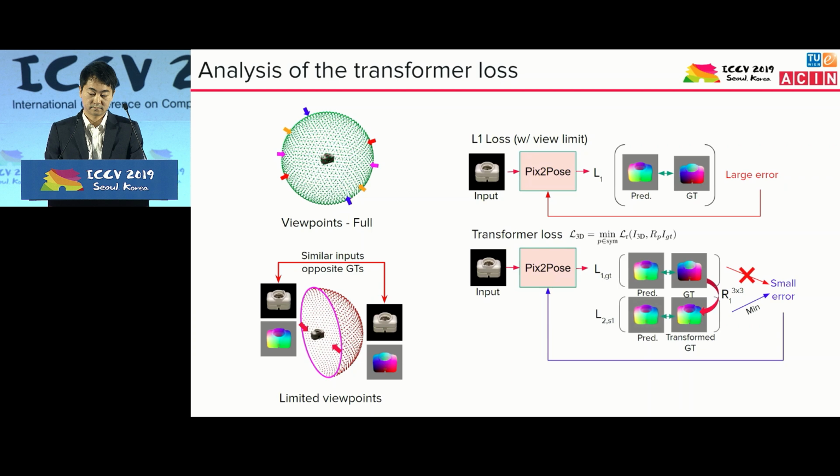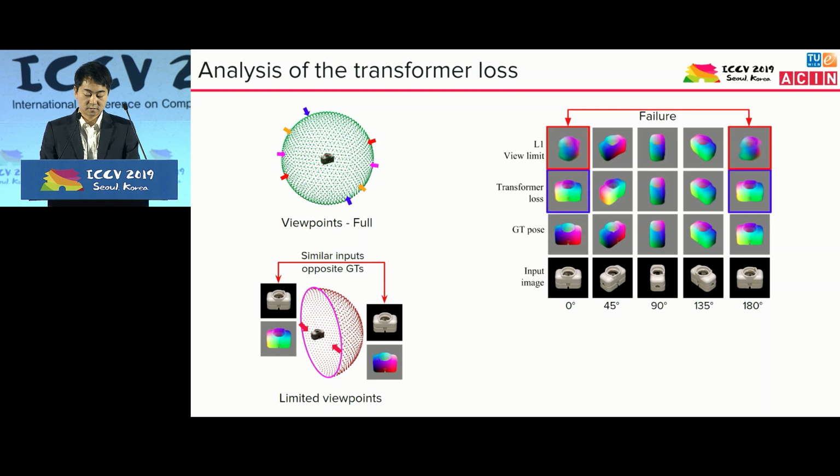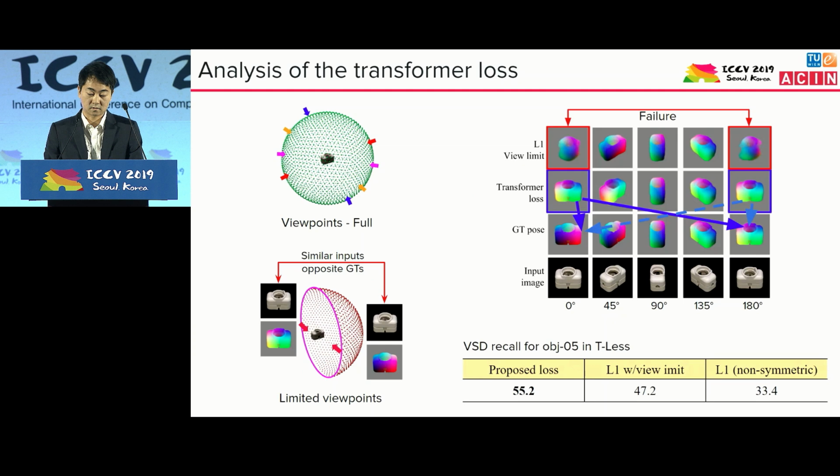As a result, the network trained with the error loss with a limited viewpoint fails to predict poses around the border. But our proposed loss implicitly guides the network to one side by selecting the closest symmetric poses as target values. Eventually, the pose accuracy is improved by a large margin in our ablation study.